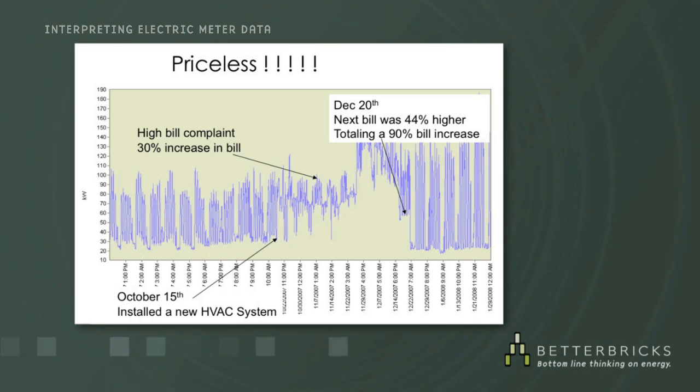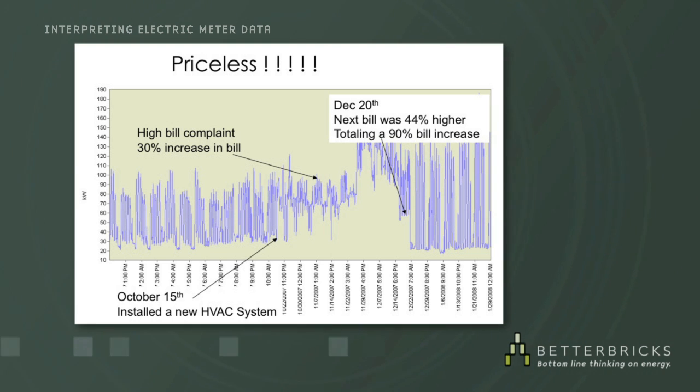So in this case here, if they had had the interval data when they installed their new heating and ventilation system, they would have looked at their previous pattern and all of a sudden noticed that on October 15th, when they installed their new system, there was something seriously wrong. This system was not shutting off most nights. It was running 24 hours a day, 7 days a week. When they finally called with a high bill complaint, their billing period was only covering about half of this increased period. So their next bill was going to be higher.